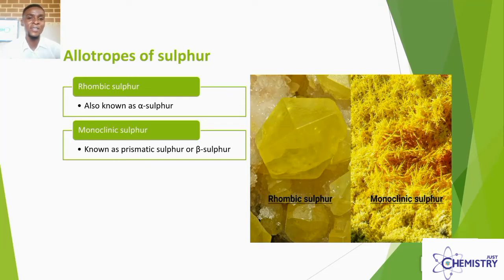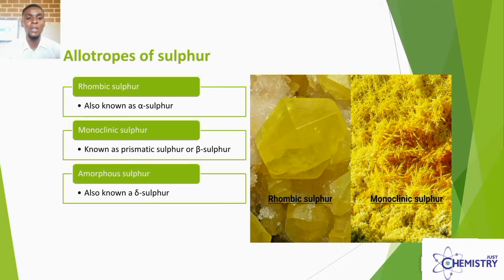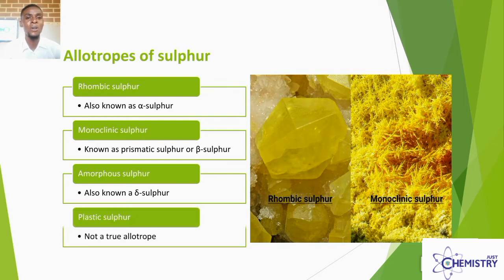Now, under the amorphous forms of sulfur, we have the amorphous sulfur. It is also known as the sigma sulfur. And lastly, under the amorphous form of sulfur, we have plastic sulfur. This is not really a true allotrope of sulfur. We're going to see reasons for this.